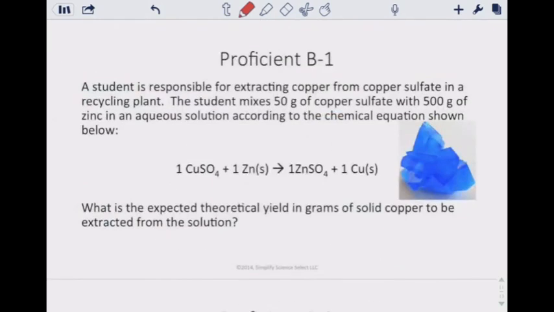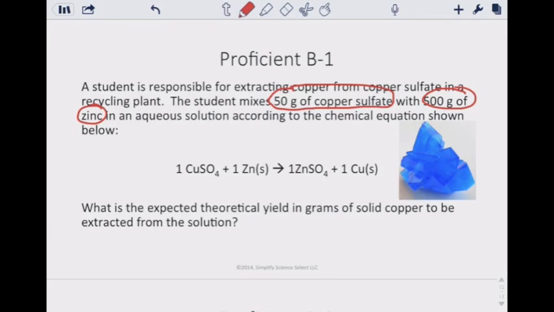So let's just go straight into an example. It says that a student is responsible for extracting copper from copper sulfate in a recycling plant. The student mixes 50 grams of copper sulfate with 500 grams of zinc in an aqueous solution according to the chemical equation shown below. What is the expected theoretical yield in grams of solid copper to be extracted from the solution? So when we look at this, we see it's already balanced. It's a 1:1:1 ratio.